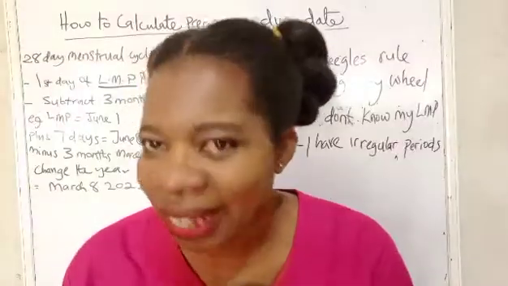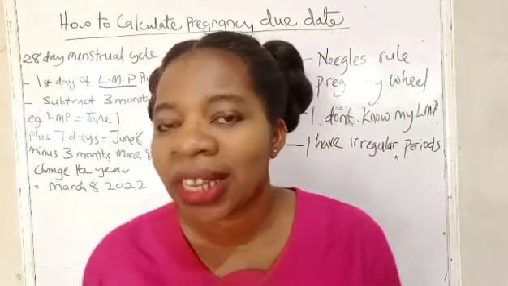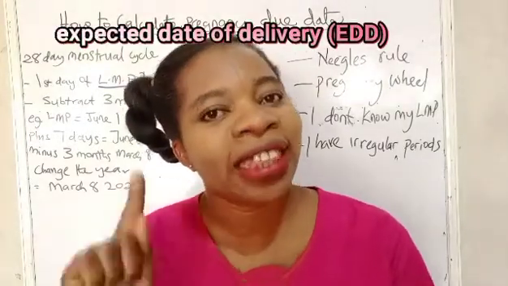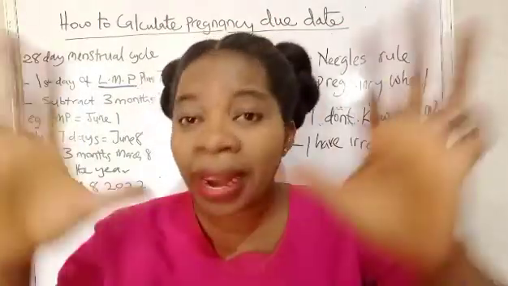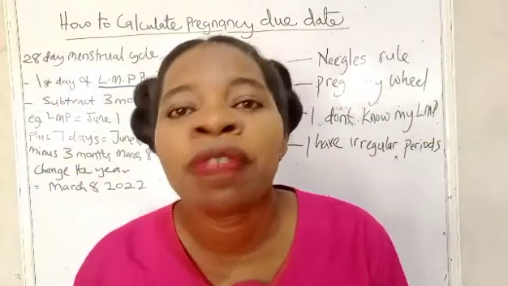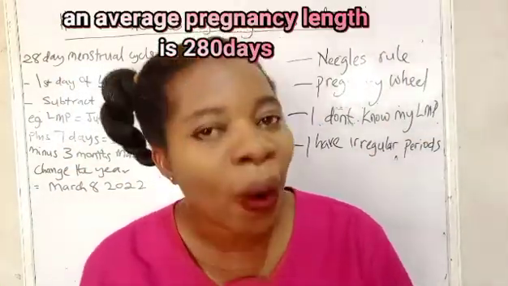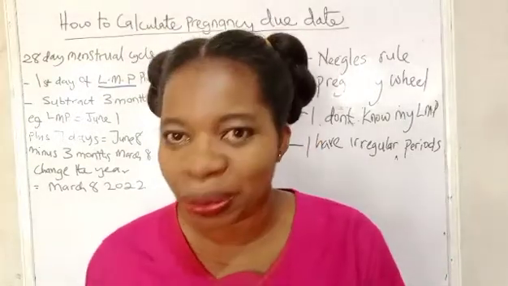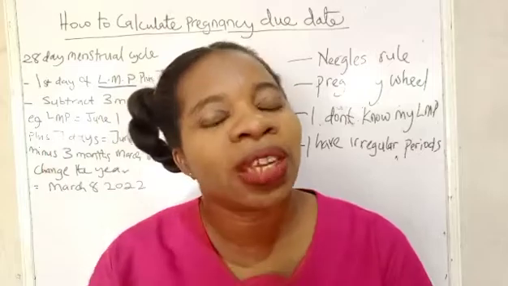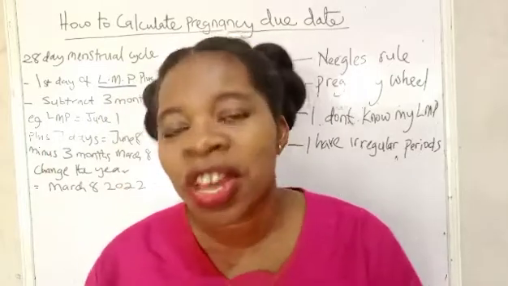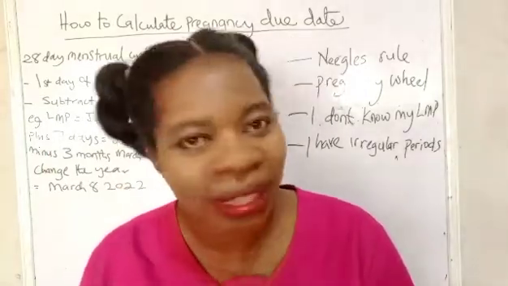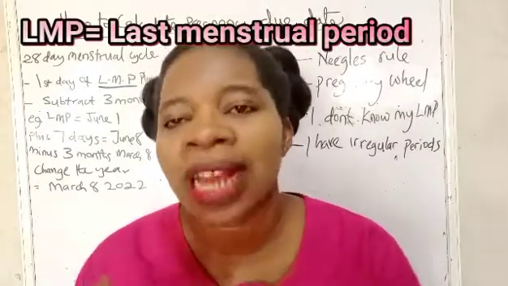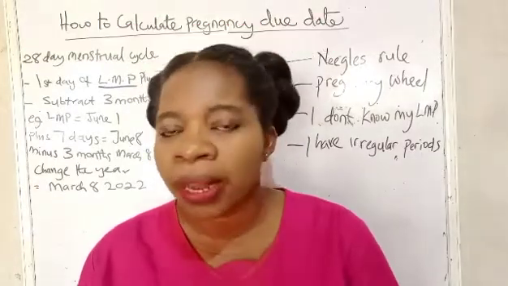Your pregnancy due date can also be called your EDD or your expected date of delivery. Pregnancy lasts an average of 280 days or 40 weeks from the first day of your last menstrual period. The first day is called day 1 of pregnancy, even though you probably did not conceive until about 2 weeks later. The first day of your LMP or last menstrual period is explained thus.